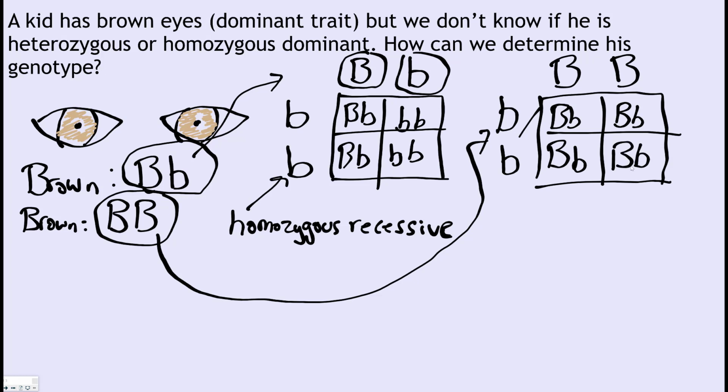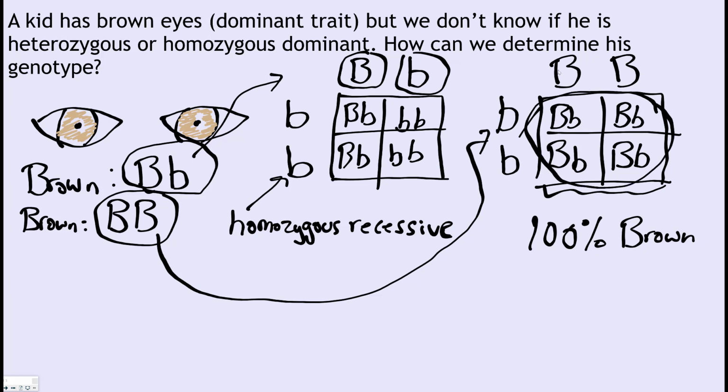So then what's the big deal about these two options? Well, because you know the probability of the offspring, you can look at your offspring and go back and determine the genotype. So if you were to get offspring that were 100% brown, if you had 5 kids with this kid and all of the kids had brown eyes, then if you look at this Punnett square, this is 100% brown, so the kid must have been homozygous dominant.